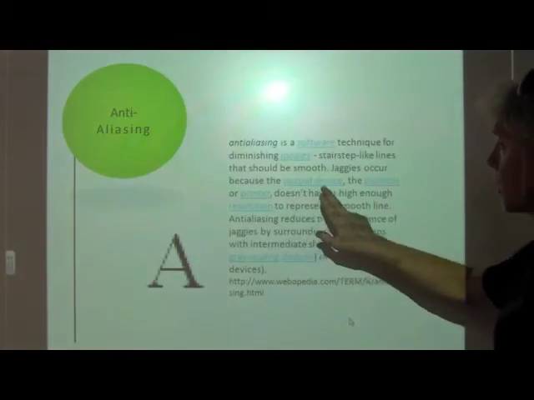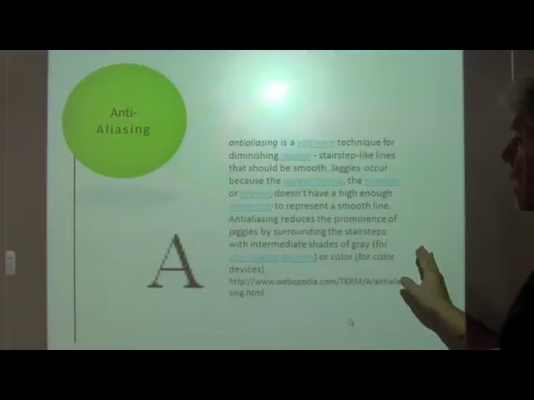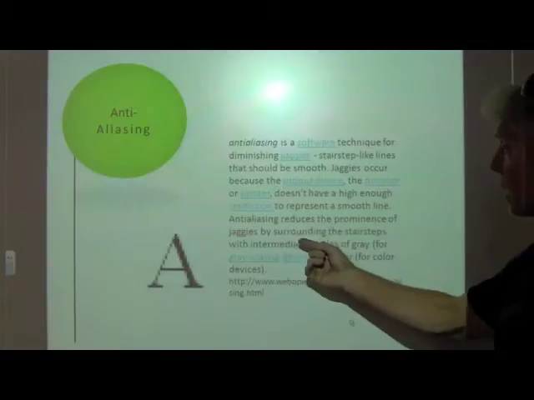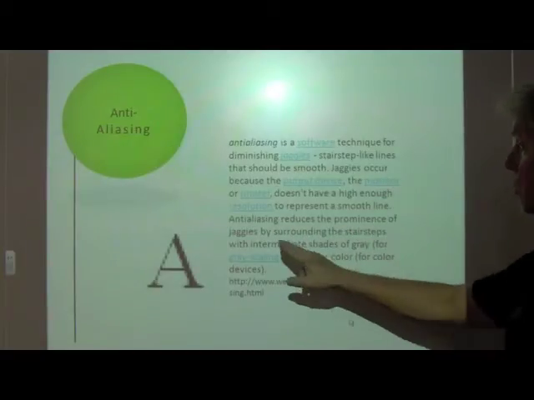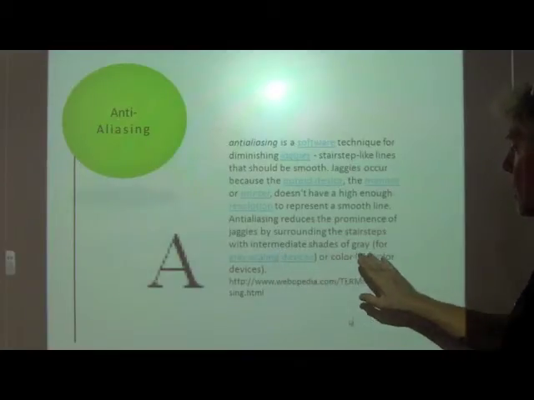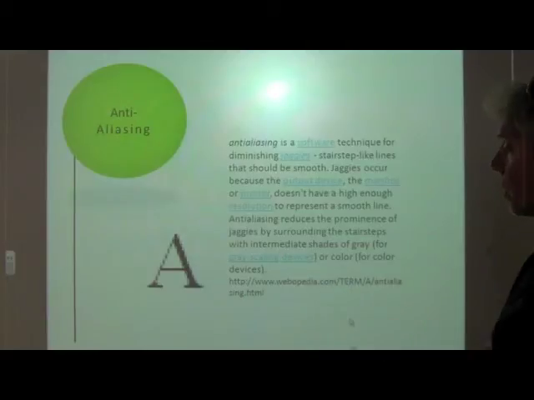Jaggies occur because the output device, which is the monitor or printer, doesn't have a high enough resolution to represent a smooth line. Anti-aliasing reduces the prominence of jaggies by surrounding the stair steps with intermediate shades of gray for grayscaling devices, for example, or color for color devices.